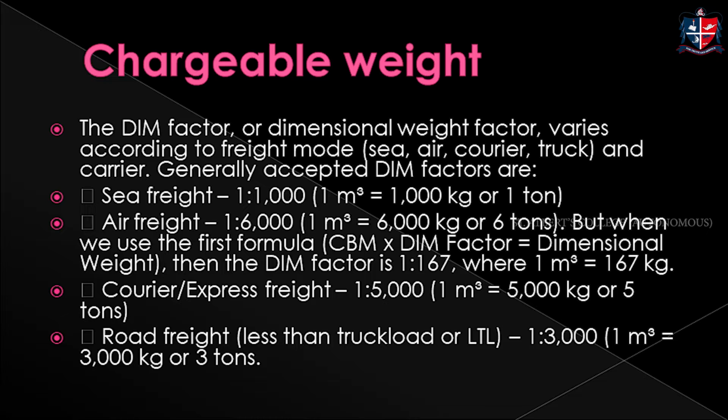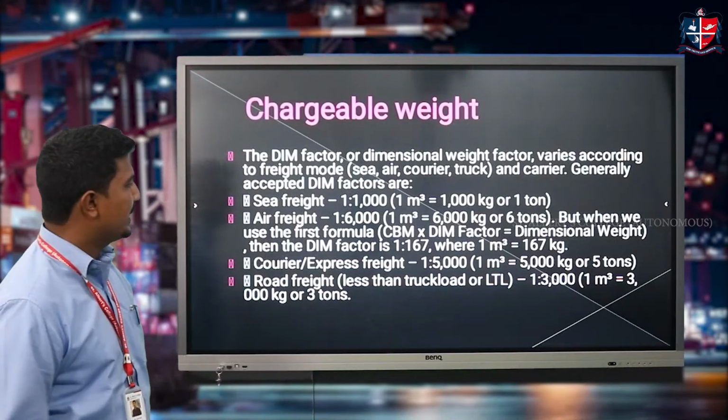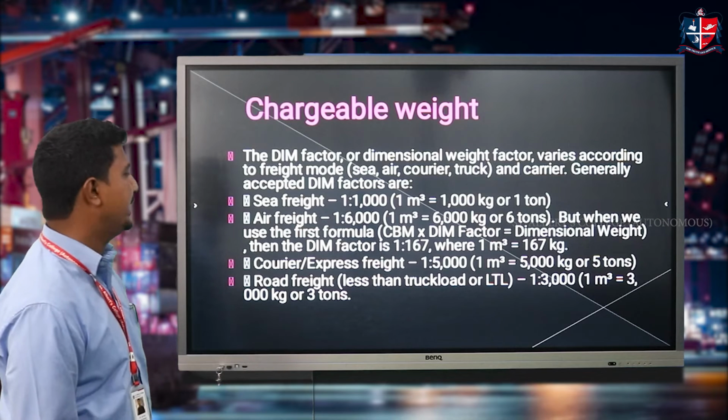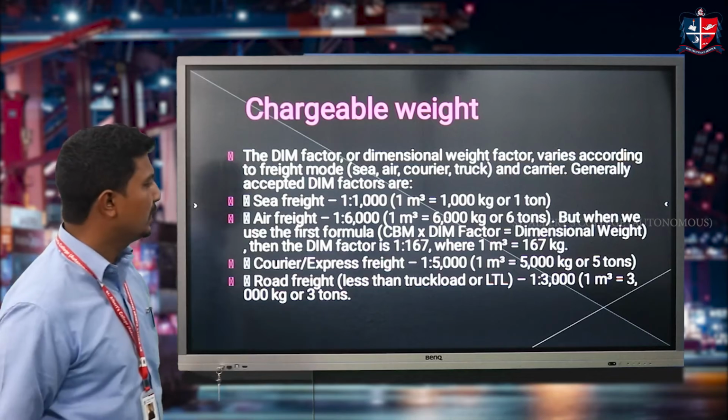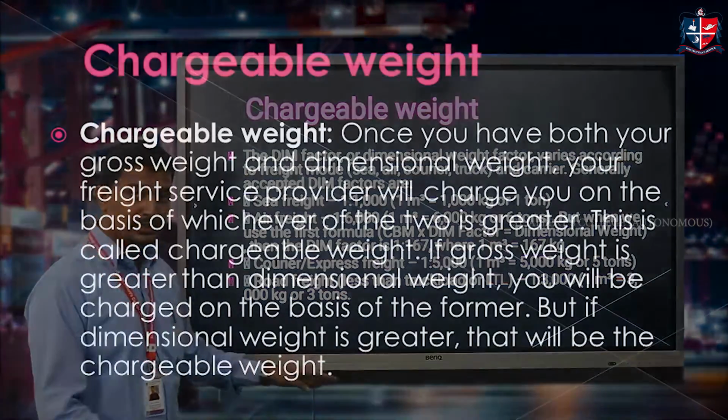In sea freight, we have determined that 1 CBM, 1 cubic meter, is equal to 1000 kg. So 1 CBM means 1 ton, 1000 kgs. In air freight, 1 CBM is equal to 6000 kgs, that is 6 tons. In courier express, 1 CBM is equal to 5000 kgs, and for road freight, 1 CBM is equal to 3000 kgs, or 3 tons.